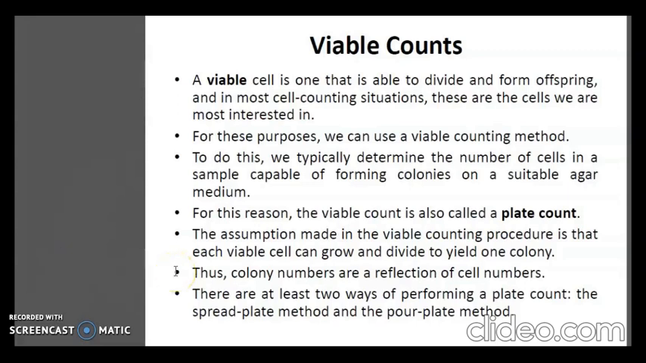The assumption made in the viable counting procedure is that each viable cell can grow and divide to yield one colony. Thus, colony numbers are a reflection of cell numbers. There are at least two ways of performing a plate count, the spread plate method and the pour plate method. In our previous sessions, we have already mentioned the spread plate and the pour plate method.